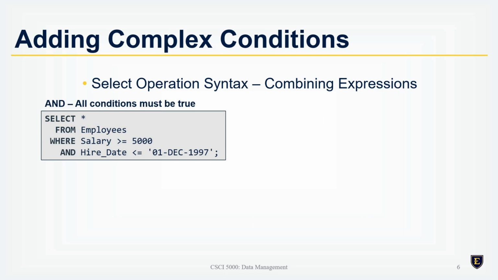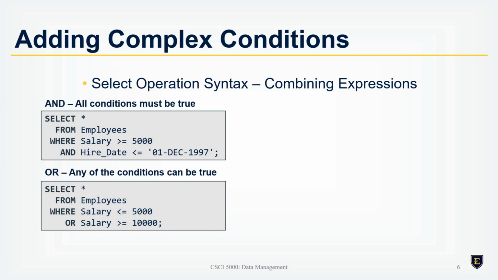Here's an example of using and. All the conditions must be true, so we say select star from employees where salary is greater than or equal to 5,000 and the hire date is before December 1st, 1997. Both of those things must be true. They must have a salary greater than or equal to 5,000, and their hire date must also be before December 1st, 1997.